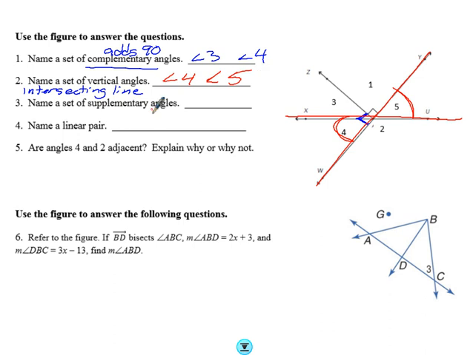Name a pair of supplementary angles. So remember, supplementary means that they add up to 180 degrees. And so what you might want to look for there is a straight line, because remember, a straight line adds up to 180. So here's a nice straight line right here. I can say angle 5 and angle 2.